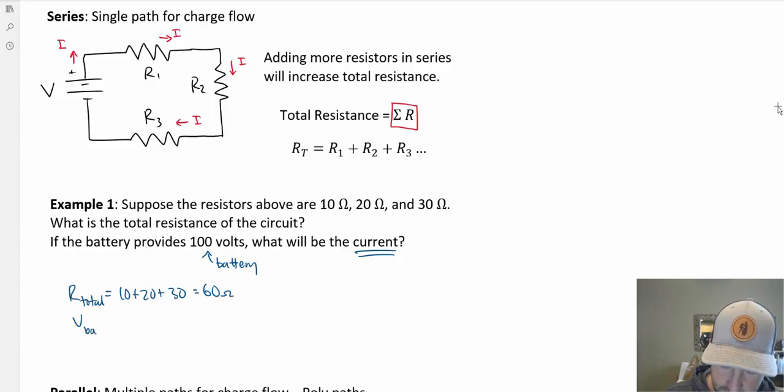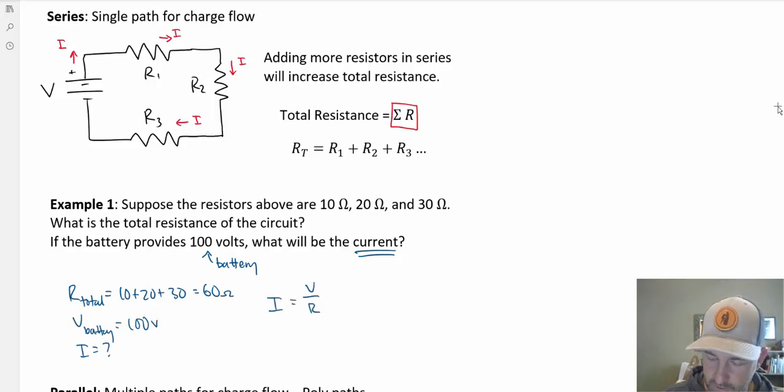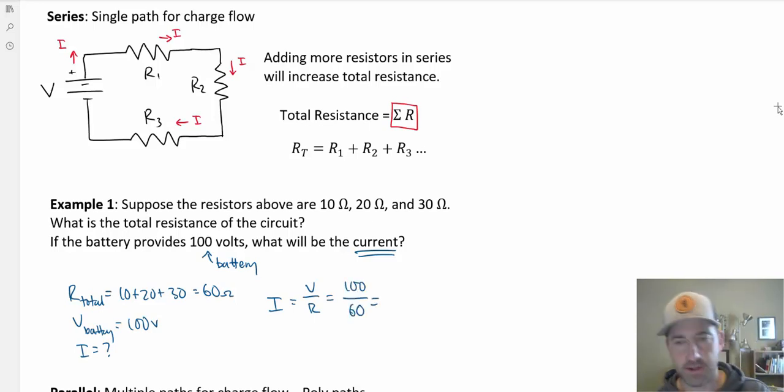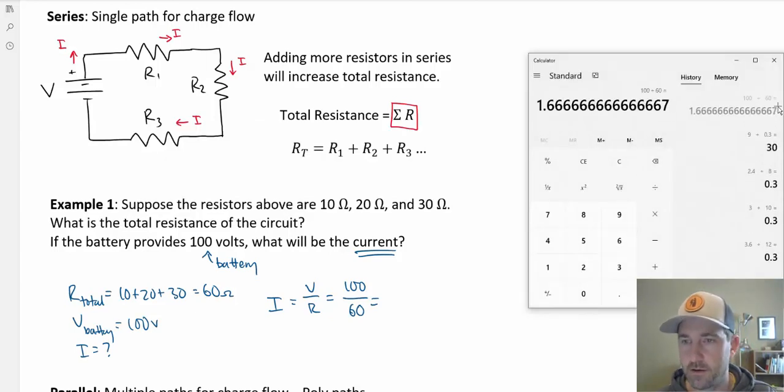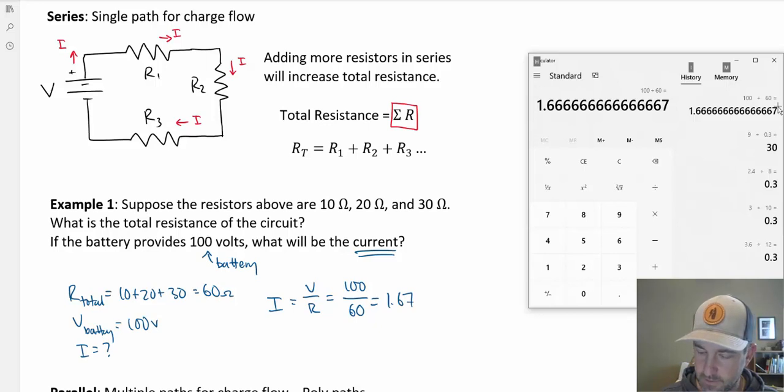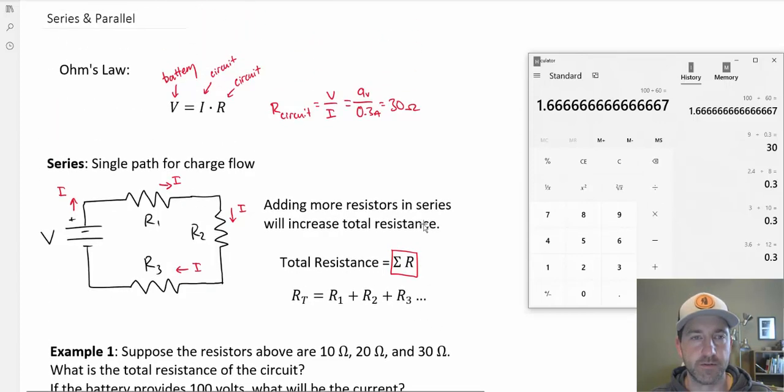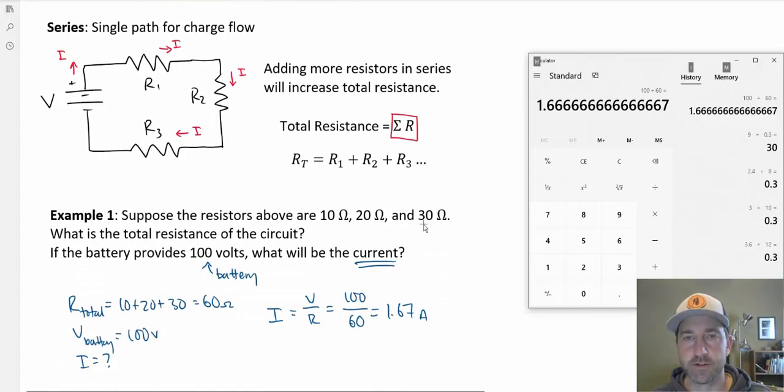We've got a voltage from our battery of 100 volts, and we want to know what the current is. So using Ohm's law, dividing away, we get V over R would equal current, 100 divided by 60. And I'm terrible at mental math. Yep. 1.66666666. Or 1.67 amps. All right, so we'll pick up with some more stuff on parallel circuits, but that's all there is to series circuits.